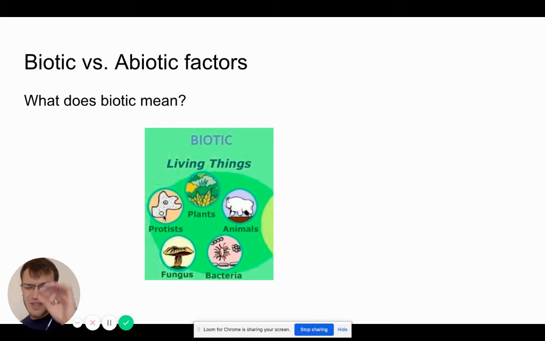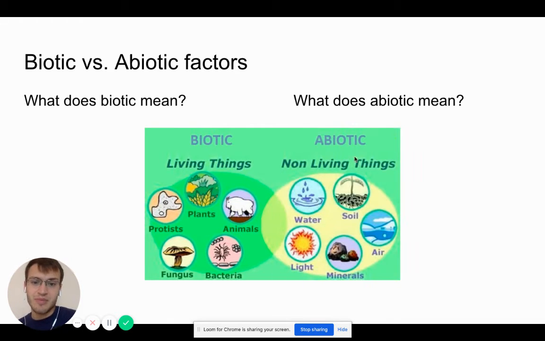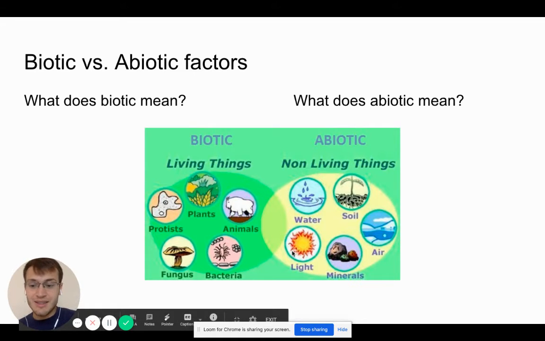But protists are basically really, really small multicellular organisms. So maybe they have a few cells, but they're really tiny. And that's another kind of living organism. All right, so that's biotic. Abiotic means non-living. So remember, bio means life. When A is at the beginning of a word, it means not. So abiotic means not living. And some non-living things that we see in an ecosystem are things like water, soil, air, minerals, and light.